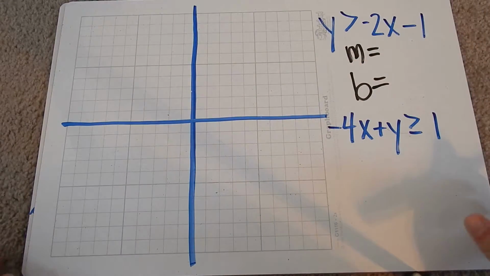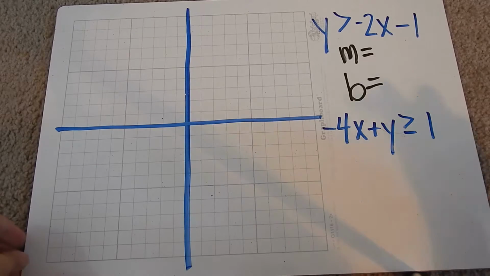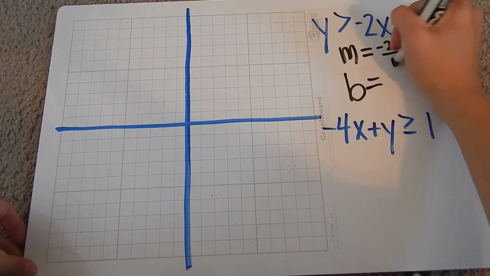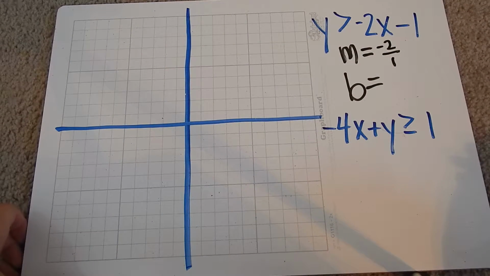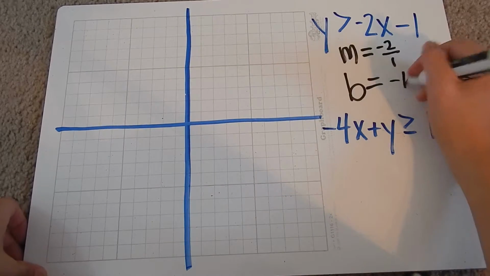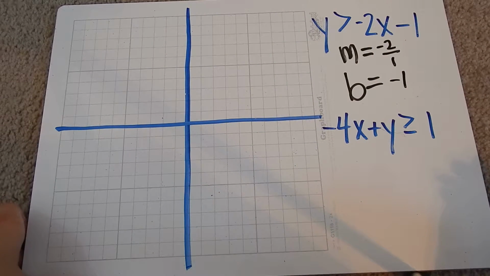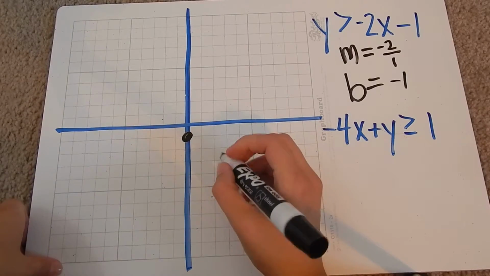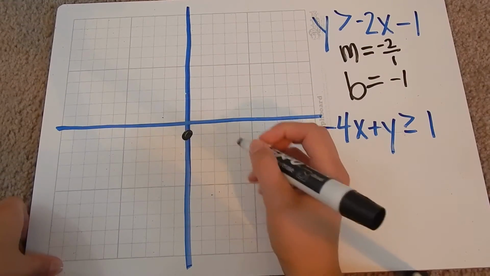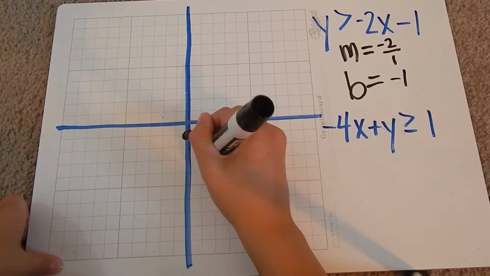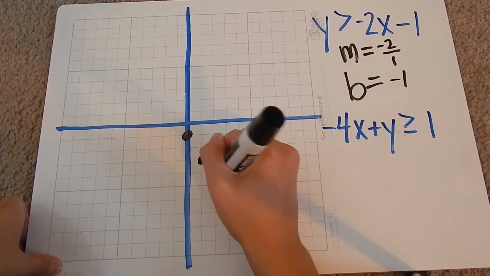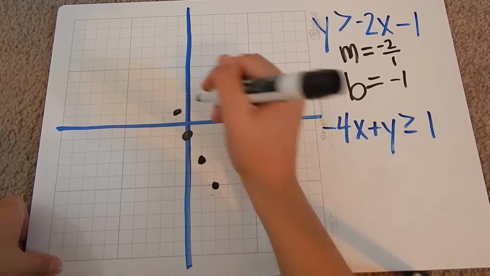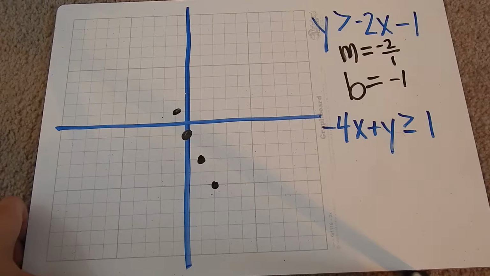So, my slope in this line is -2. I'm going to make it a fraction by putting it over 1. My b is -1. And we'll graph, so start with our b, -1 here. My slope tells me what to do from there. It says go down 2 to the right 1. Or I could do the opposite, go up and to the left.